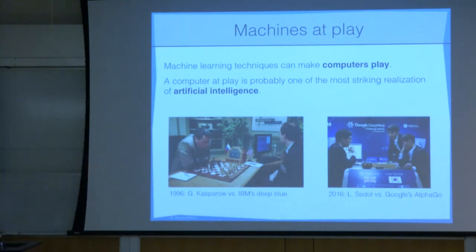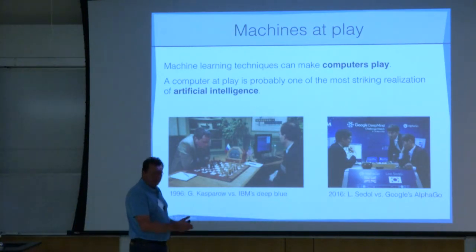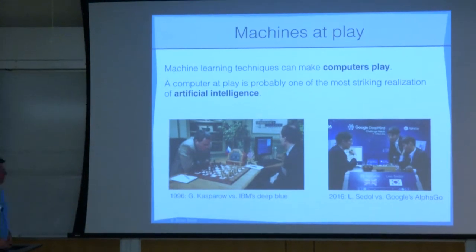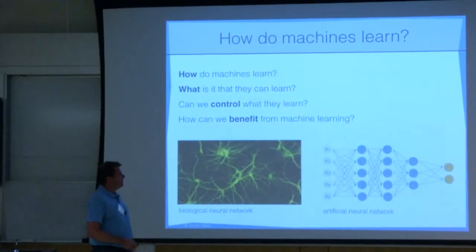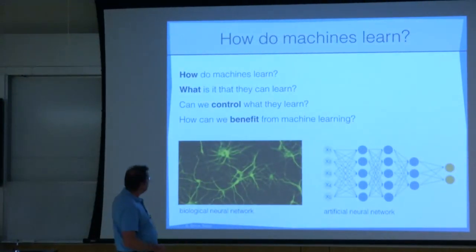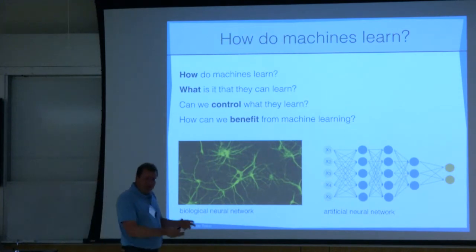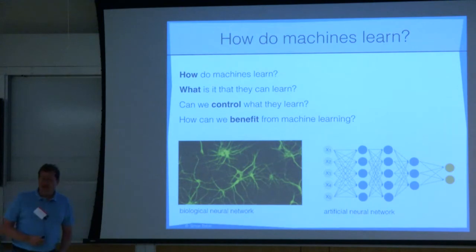So all these things that I've shown, your email filter, your digital assistant, your car, or the Go playing computer, they're using very similar technology, the machine learning stuff that they do. So this is what we want to learn today. Yeah, so we want to understand how do machines learn? What is it that they can learn? How do we control what they learn? And how can we do this to our own benefit? Our own benefit, not as a customer, but probably as a physicist.